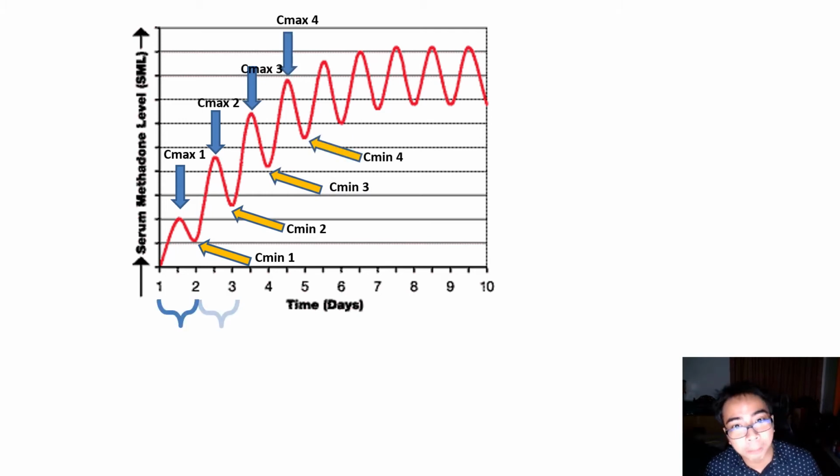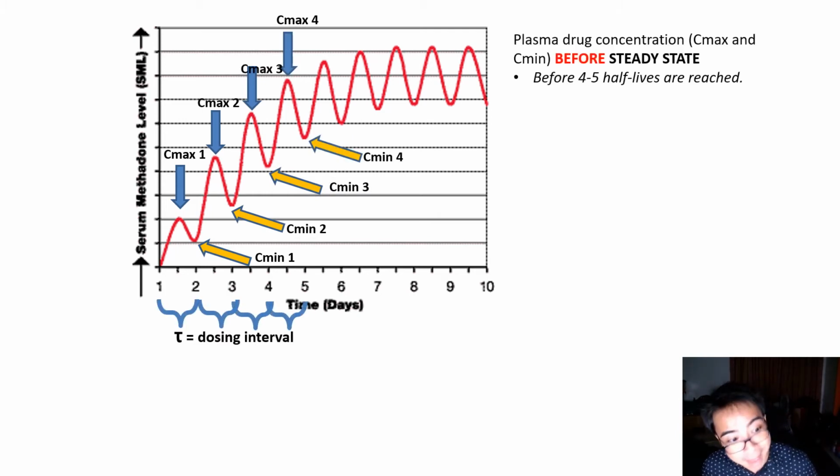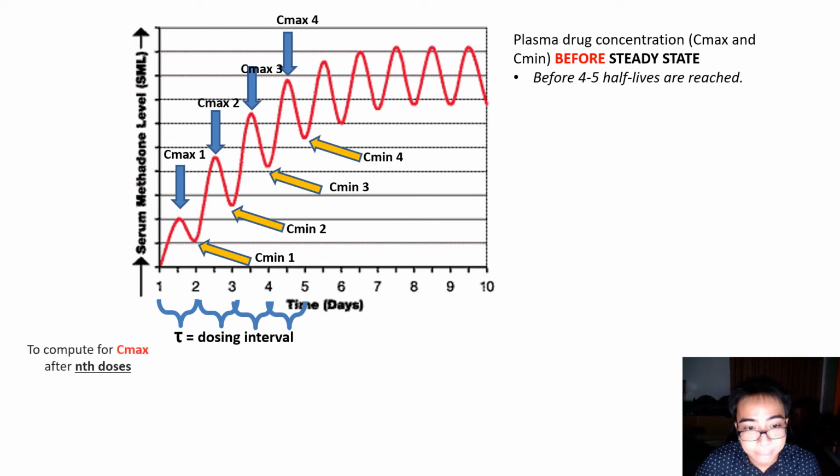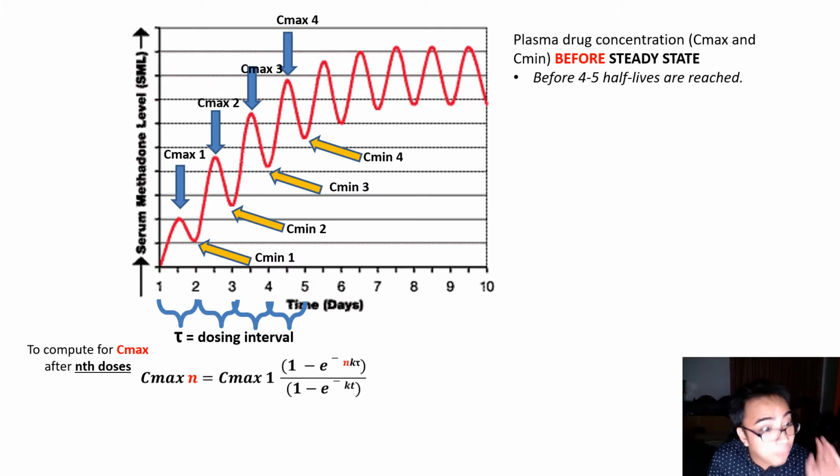So if you give the drug multiple times, class, you're going to have multiple Cmaxes until you reach steady state. Before steady state is reached, the formula is different from the one for steady state. So to compute for Cmax after the nth dose, normally, class, we have this formula, which is before steady state: Cmax_n = Cmax1 × (1 − e^(-nKτ)) / (1 − e^(-Kτ)). What is the n here? The n here, class, refers to the number of doses given.